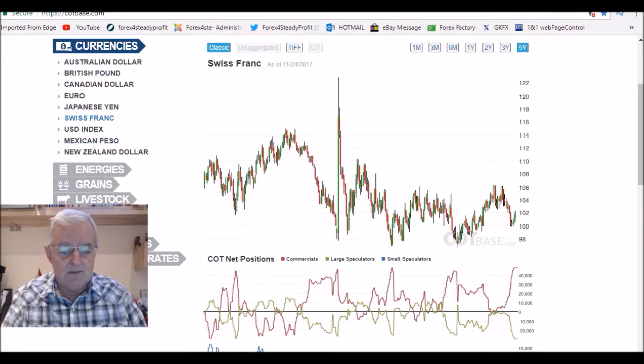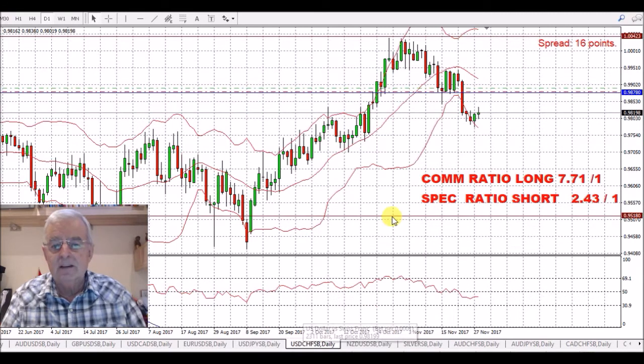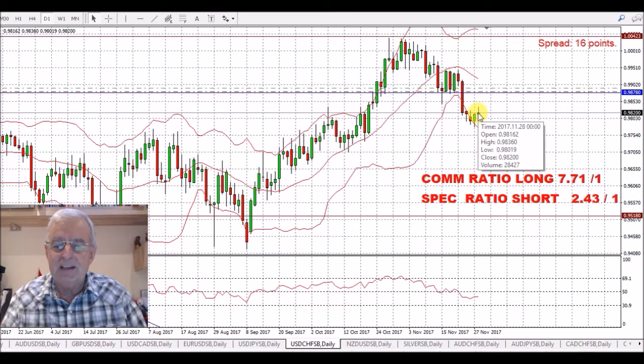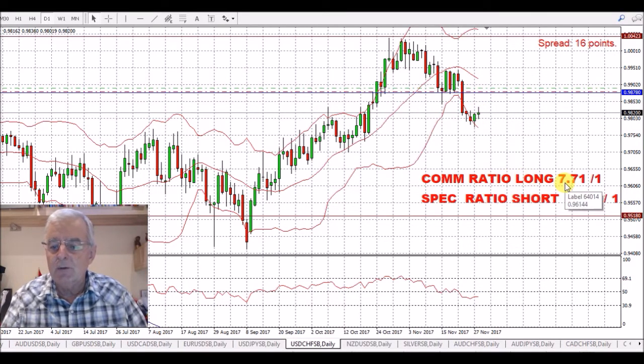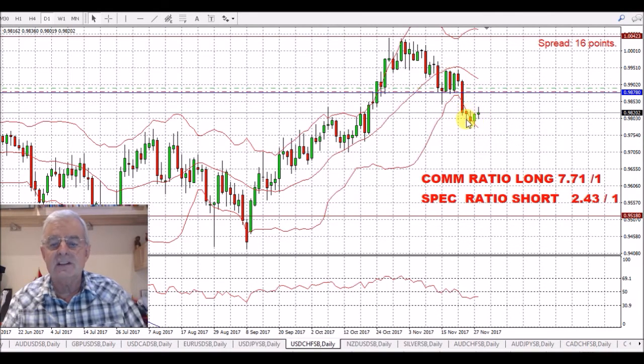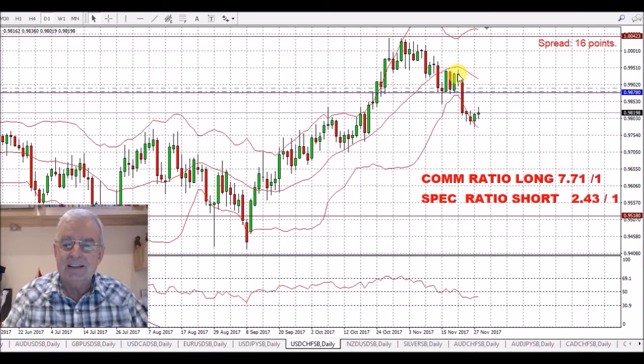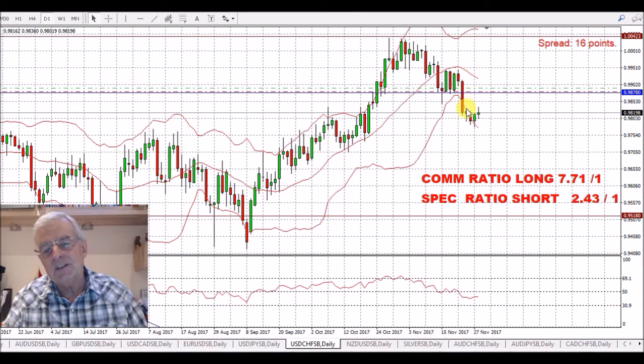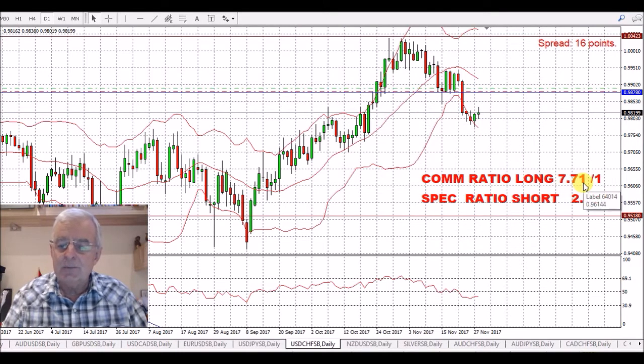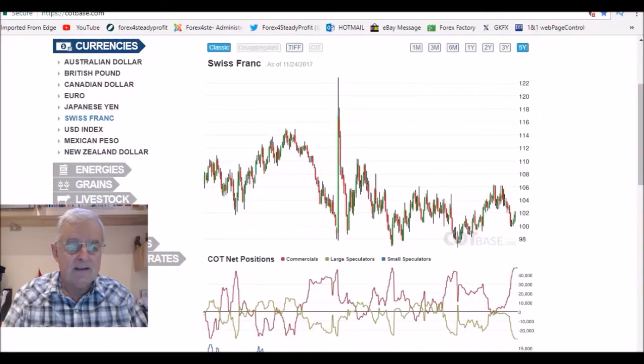So here we go. Go onto the chart, have a quick look. Yeah, I got knocked out of a trade here at the bottom. I might just put that back in again. We have a commercials long ratio of 7.71 to 1. That's slightly increased from last week. Even when we're up there, we've come down nicely. Actually, I think it was here, the Tuesday last week, and obviously we've had this nice fall down, and we had a commercials long ratio of 7.71 to 1. So we'll see how that goes.